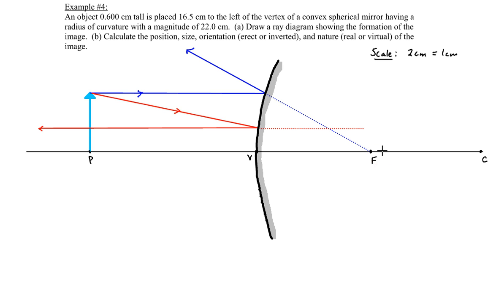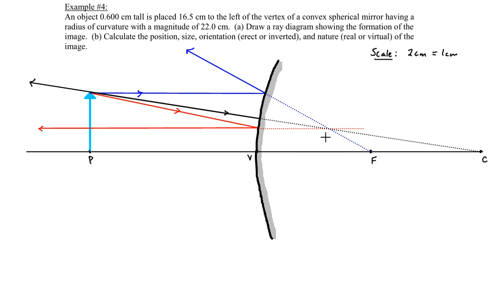So let's move on to the center of curvature ray. That's from the top of the object going towards the center of curvature here. And then when it gets to the mirror, it will reflect back onto itself, like such. Once again, we'll dash this ray back towards the center of curvature here, and you should get all three of these dashed lines lining up.